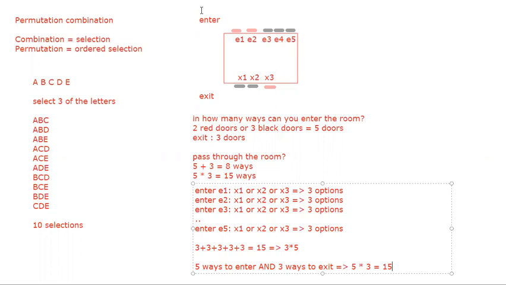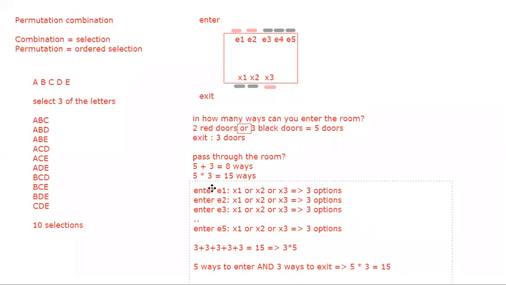So that is why, observe here, when I said the word or, here you can enter through 2 red doors or 3 black doors. So I said the word or, I added them. I did not multiply and say 2 times 3, 6 ways. Got it? So this is the fundamental point which you should definitely remember. Okay, you should not forget this. And means multiply, or means addition.